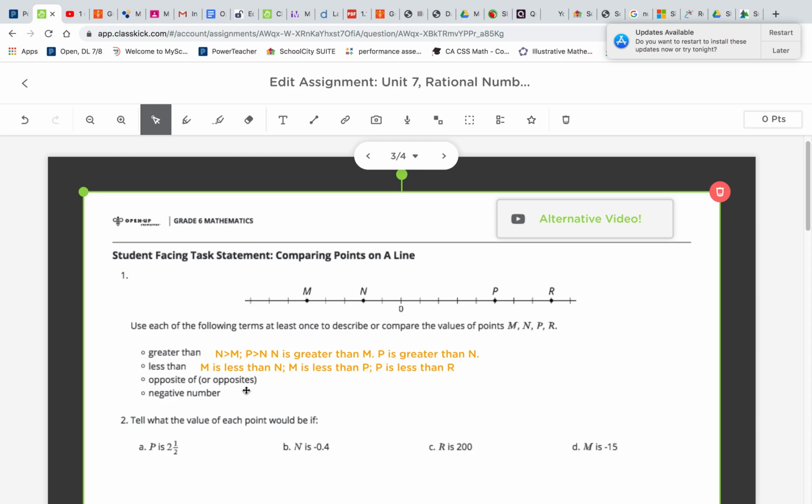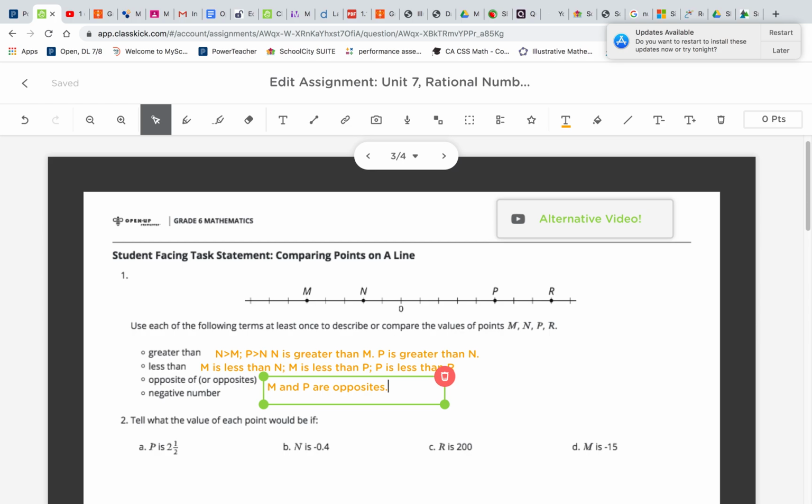All right, opposite of, or opposites. Okay, remember those are numbers that are the same distance from 0 on the number line. Okay, so let's see, if I look at N, it's 1, 2 spots away. Well, there's nothing 2 spots away from N. So N's not going to have an opposite. Let's look at M. M is 1, 2, 3, 4, 5 spots away. How many is P? 1, 2, 3, 4, 5. Oh, okay. So that means that M and P are opposites. So let's go ahead and fill that in here. We can say M and P are opposites.